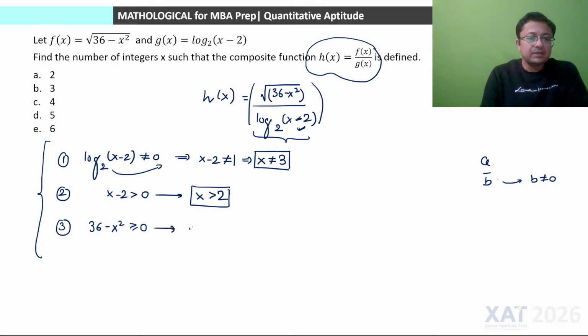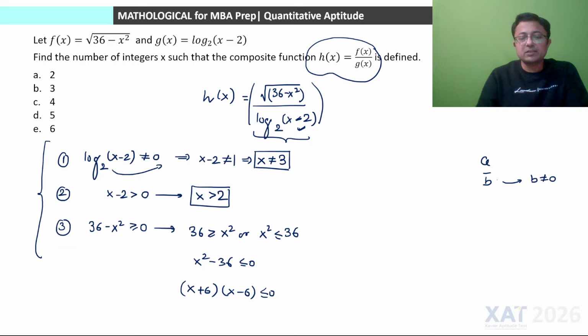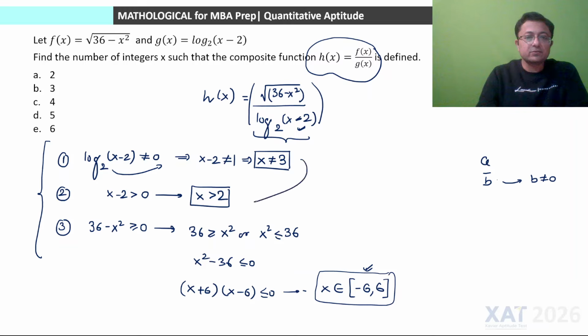And lastly, 36 should be greater than or equal to x square, or x square should be less than or equal to 36. x square minus 36 is less than or equal to 0. You get x plus 6 into x minus 6 less than or equal to 0. So two critical points are minus 6 and plus 6. So the value of x should be between minus 6 and plus 6, including both the points. All three conditions should be satisfied.